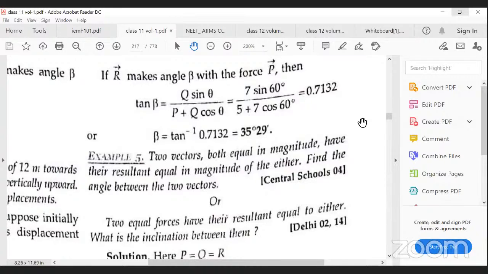Okay, so solve this one. Fifth question. Two vectors are equal in magnitude, and the resultant is also equal in magnitude to each of them. Find the angle between the two vectors. We are going to find the angle theta.